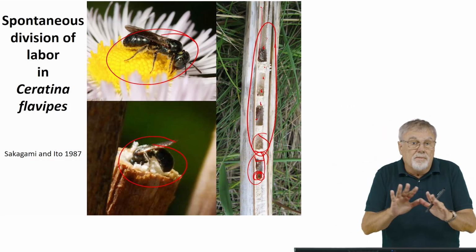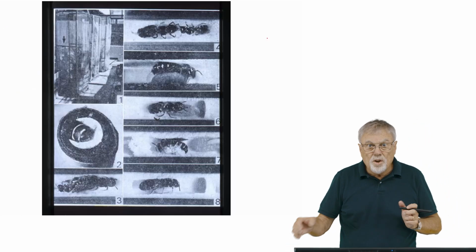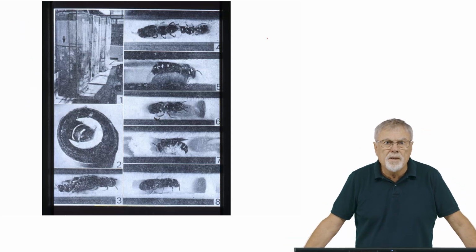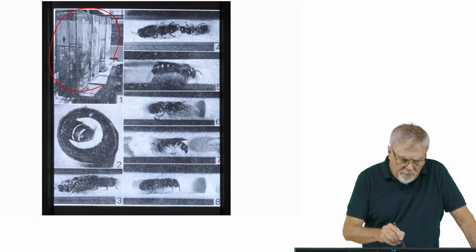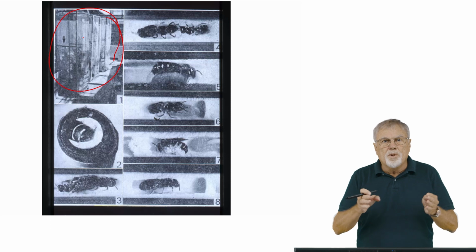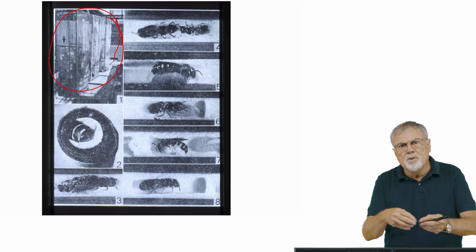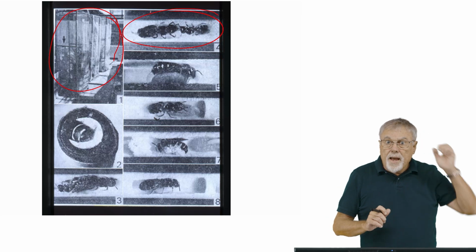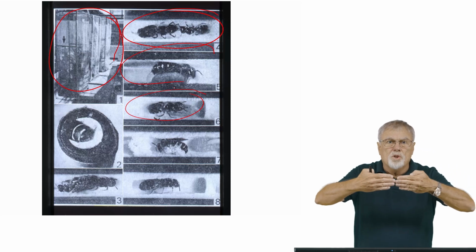As I said, the species, the females, nest alone, and you don't find them nesting together, but you can force them to. And this is an experiment that was done by Sakagami and Maeda. They took these Ceratina and they forced them into a cage and provided them with very few opportunities to build a nest. So there were more females in the cage than there were opportunities for nesting. And they found that they would actually pair up. They would work together.